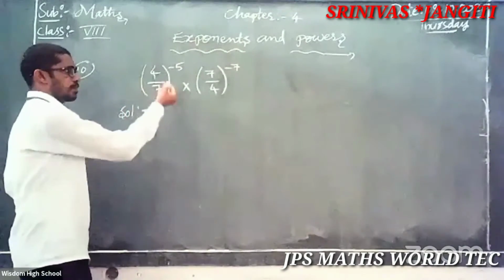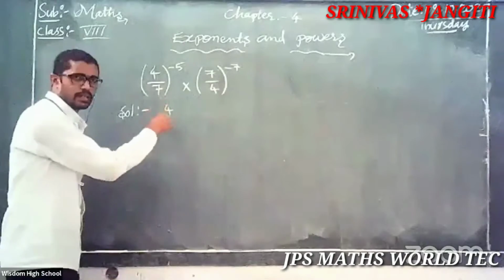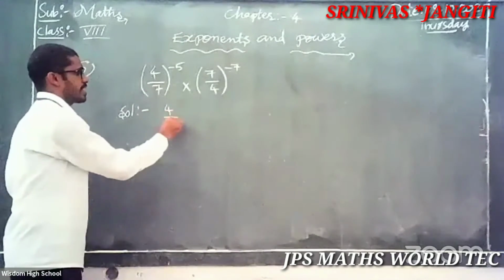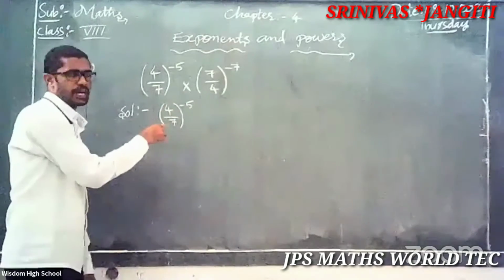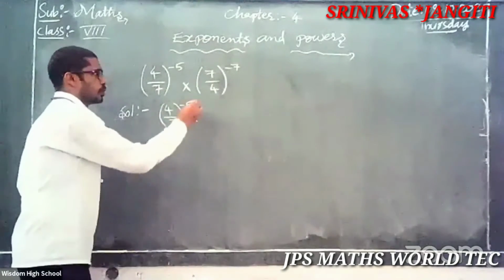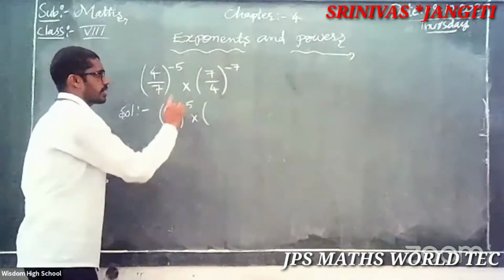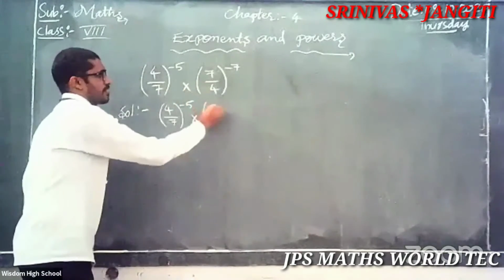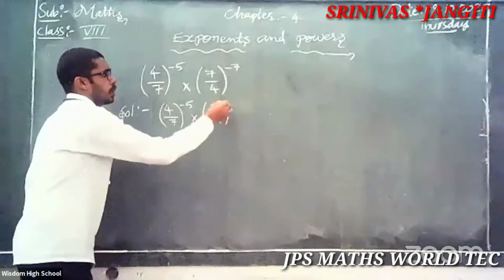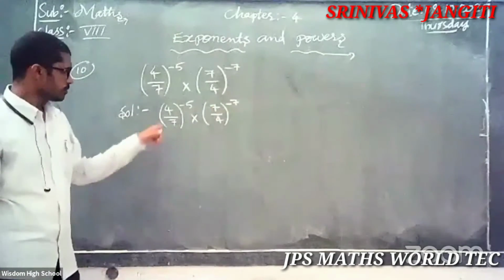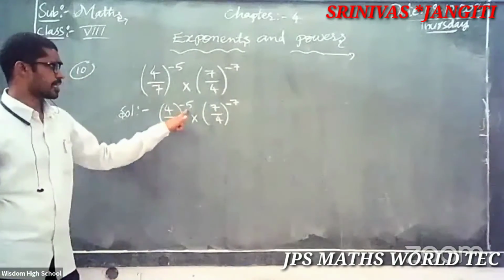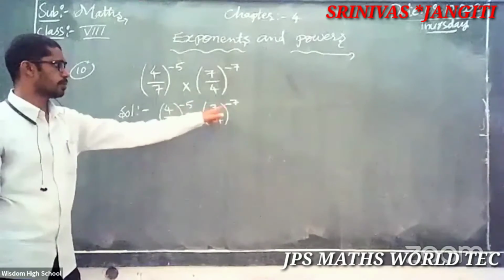What is the problem with the first solution step? What is given here? 4 by 7 all to the power of minus 5, right? Into 4 by 7, here replace what is given here? Yes, 7 by 4 all to the power of minus 7. This is the problem, right? 4 by 7 all to the power of minus 5, 7 by 4 all to the power of minus 7.